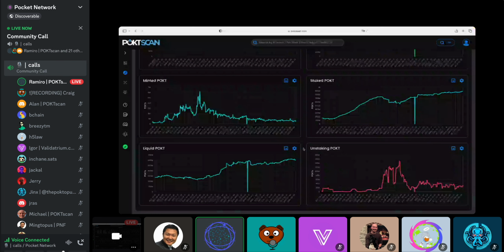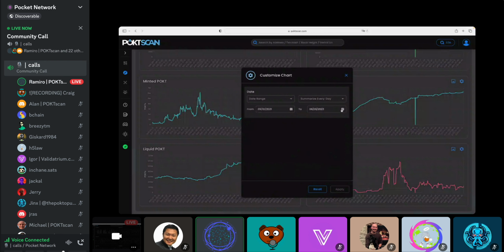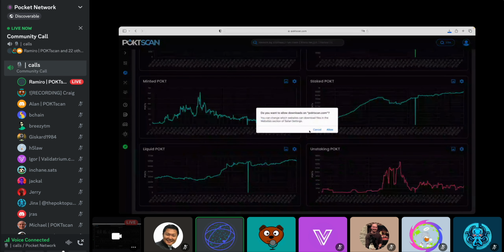So we can get a lot of interesting information by looking at these graphs that are all related to the economy of the system. So feel free to explore them, to choose different date ranges, to summarize how you want. And if you find a nice picture, you can click here and directly download the image.